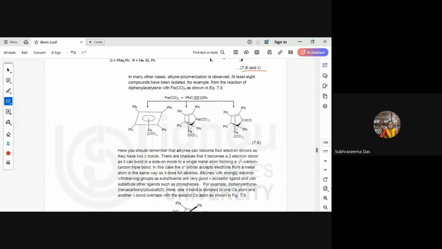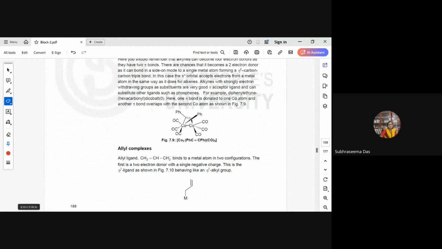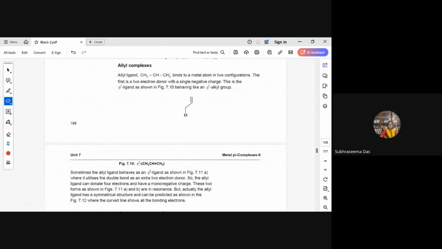In alkynes, polymerization has also been observed, and such polymeric alkyne compounds have been isolated, and some of the examples have been listed below. Now coming to allyl complexes, the allyl ligand, that is CH2 double bond CH, CH2 minus, binds to metal in basically two configurations.